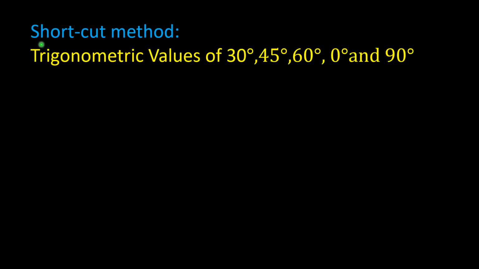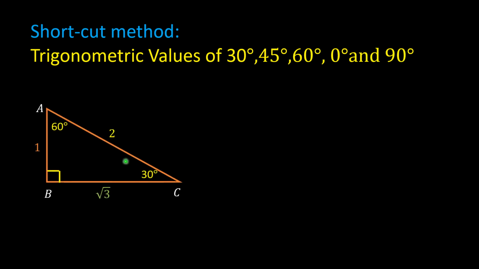We come back to our shortcut method of instantly generating trigonometric values of 30 degrees, 45 degrees, 60 degrees, 0 degrees and 90 degree angles. All we need is a 30 degree, 60 degree, 90 degree right triangle with side opposite to 30 degrees 1, side opposite to 60 degrees root 3 and hypotenuse 2. This triangle gives us 6 trigonometric values of 30 degree angle, and 6 trigonometric values of 60 degrees angle. That is, this triangle gives us in all 12 trigonometric values.